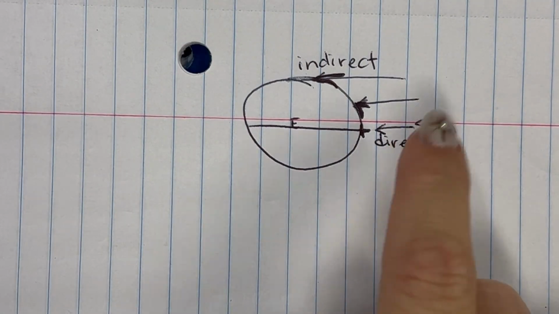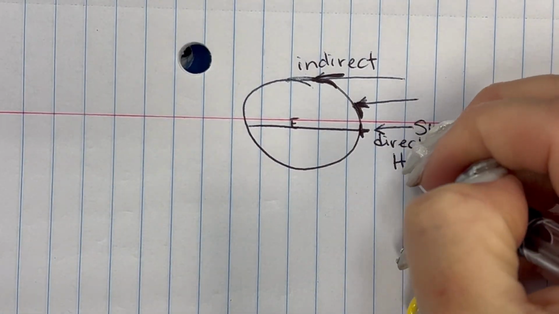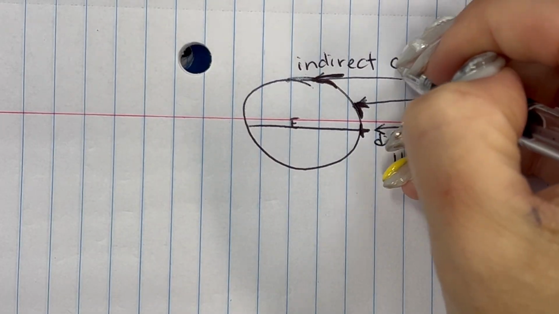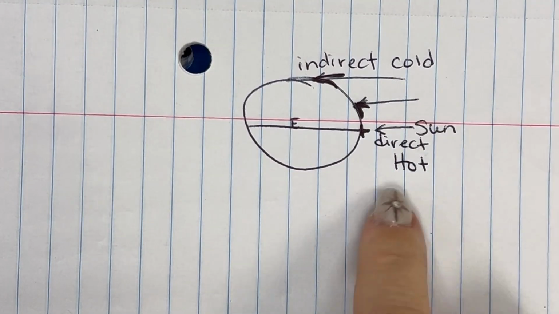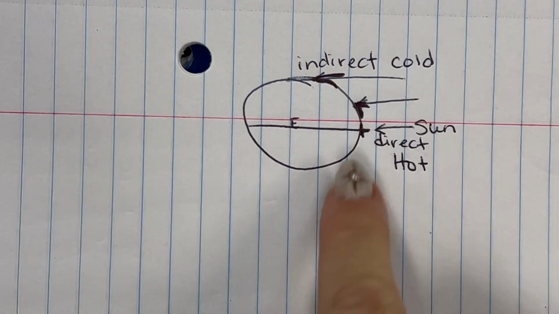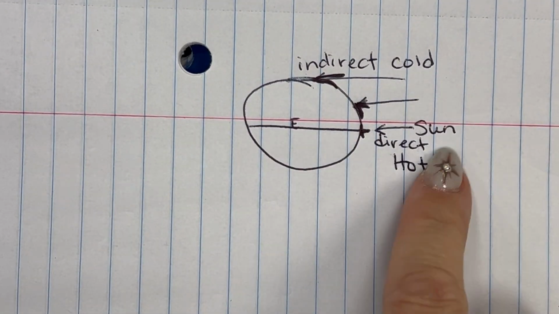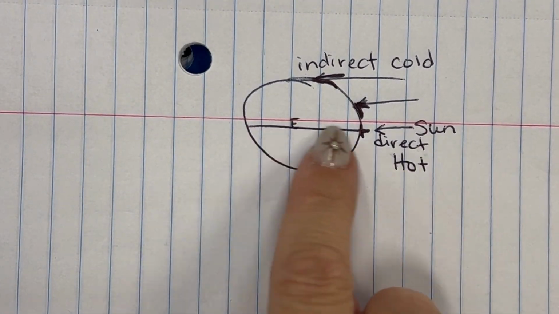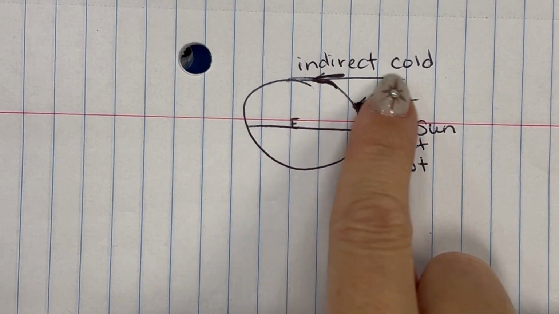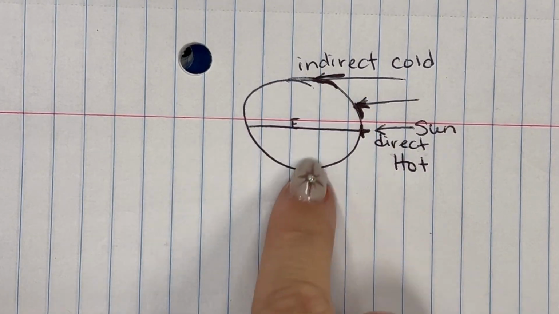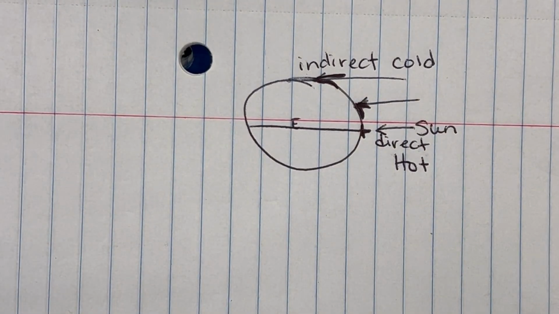That direct sunlight is going to be hot. This indirect sunlight is going to be cold. Hot at the tropics, at the equator, cold at the poles, North and South Pole. Good to go so far.